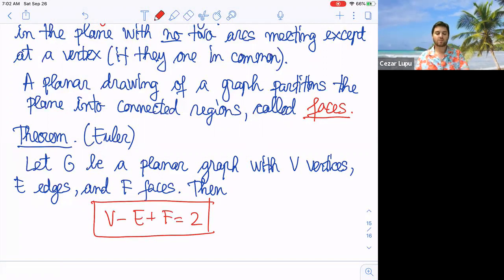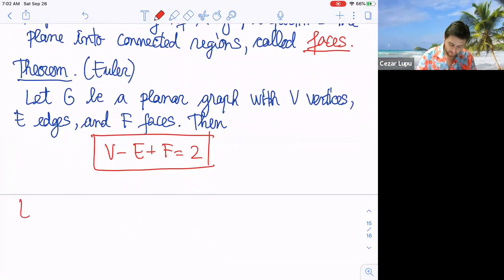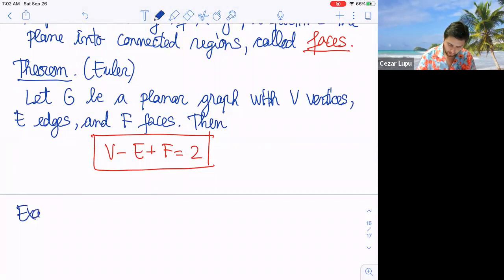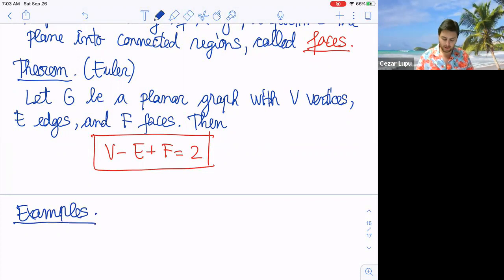Well, this can be proven by induction. I'm not going to dwell on the proof of this, we don't have time for this. Let me just give you some examples of planar graphs, and we would like to see how we apply this formula. Maybe I'll solve a Putnam problem. So let's see some examples. And now I'll consider some nice polyhedra.